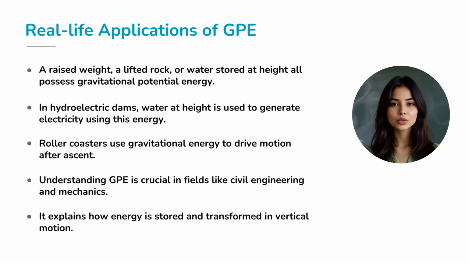After the ride is pulled to the top of the first hill, it uses GPE to power the rest of the motion through loops and drops. Understanding gravitational potential energy is essential in fields such as civil engineering and mechanics, where energy storage, transfer, and structural safety are closely tied to height and weight. Overall, GPE helps explain how energy is stored and transformed in vertical motion, whether it's water falling, an object dropped, or a building designed to hold loads at height.